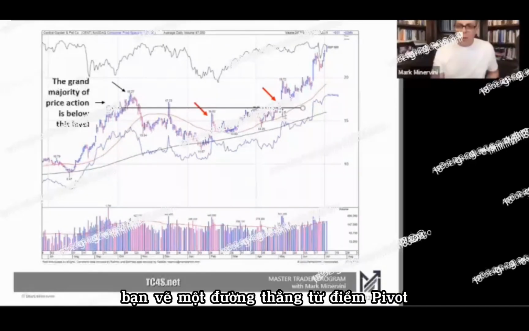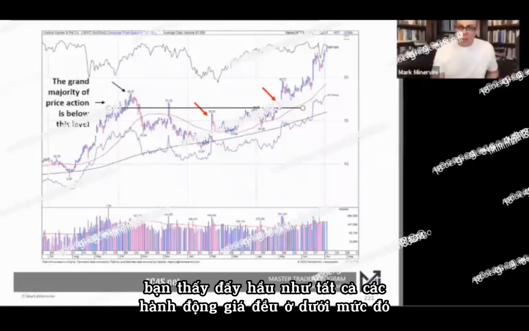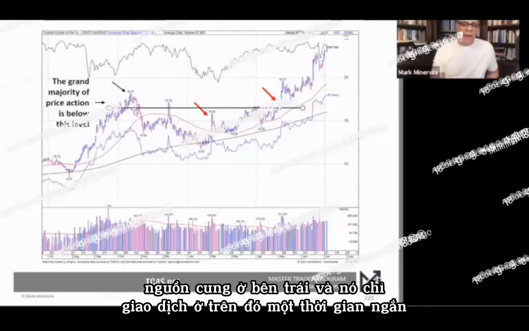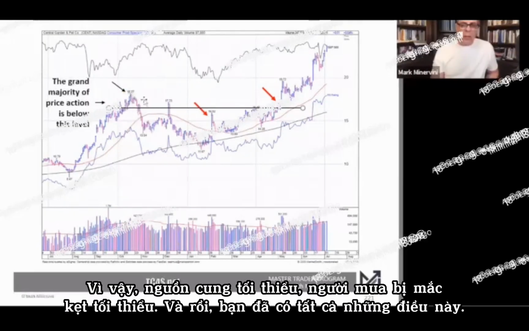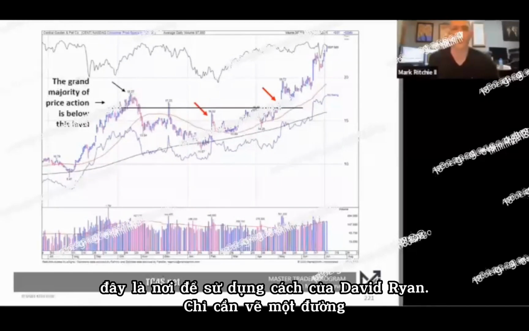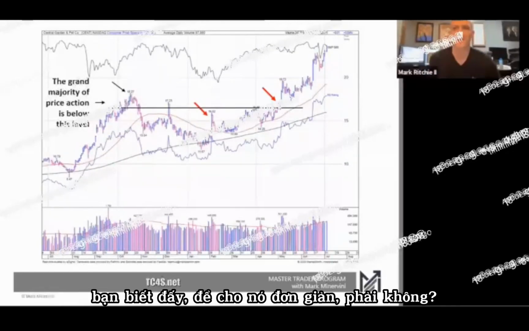You draw a line from the pivot point. You see how almost all the price action is below that point where the pivot's setting up. The supply is way to the left, and it's only traded above there for just a little while. So minimal supply, minimal trapped buyers now, and you've had all that time. Point out, it's far left. This is where, to use David Ryan's old, just draw a line for those of you guys starting. Keep it simple. Right.